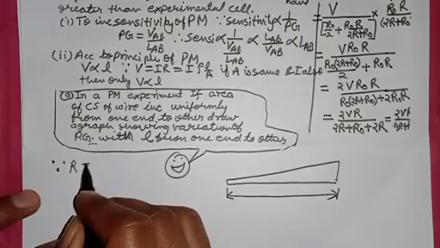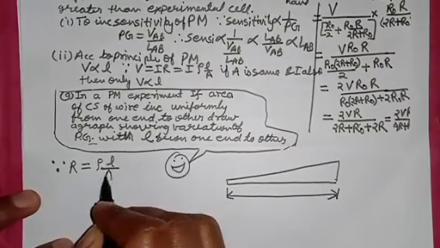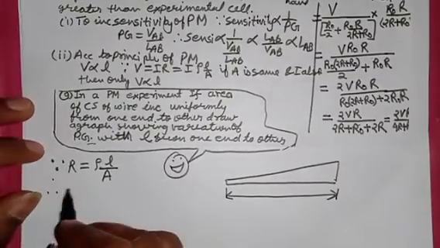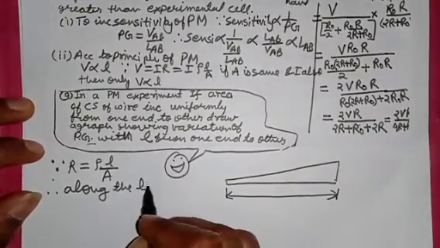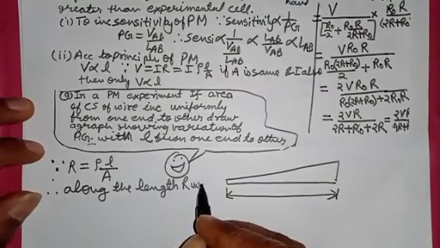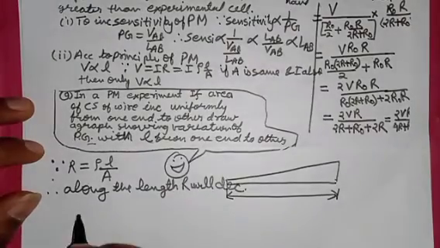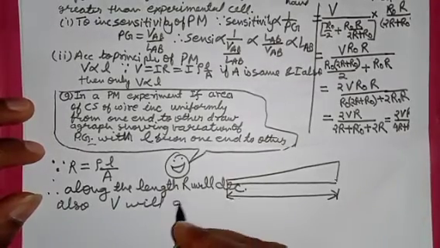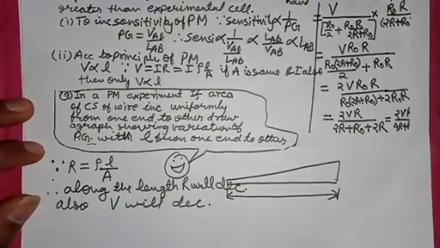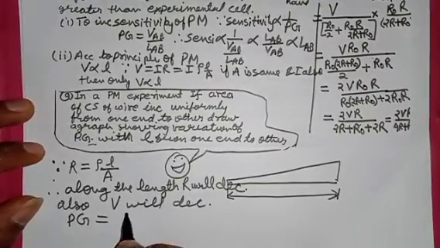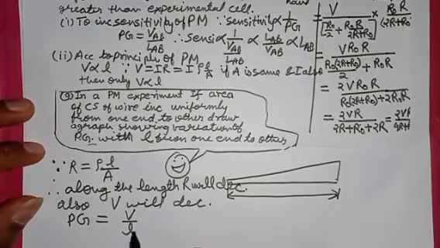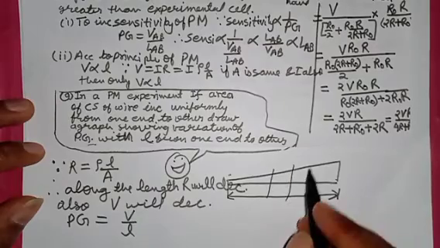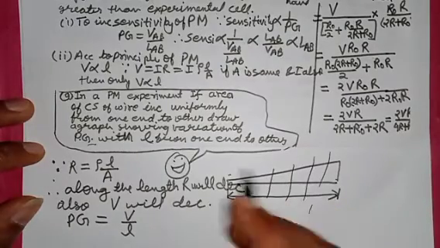Since R is equal to rho L upon A, it means along the length R will decrease, and therefore V will also decrease. So potential gradient is equal to V upon length. This length should not be confused with this. This means the position from here to here. So this is a variable distance here, L. This is a variable.